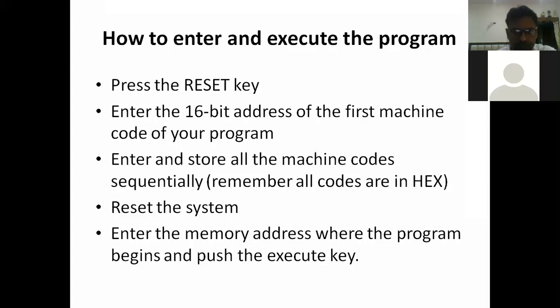And once we become sure that all the machine codes have been entered in hexadecimal, we again reset the system, enter the memory address where the program begins, and then push the execute key. And whenever we push the execute key, a symbol E will be displayed on the LED screen, which shows that your program has been correctly executed. And once it is executed, you can check the result wherever it is as per the program.